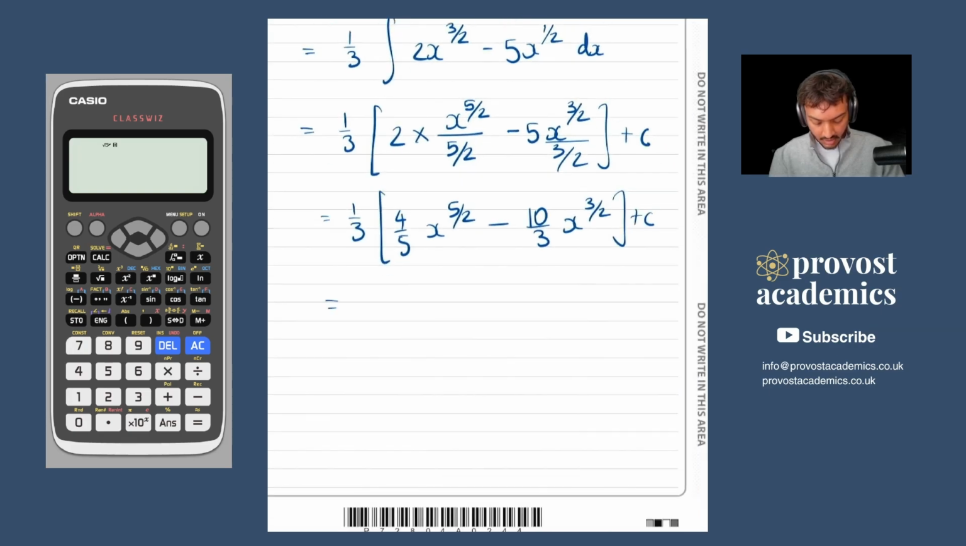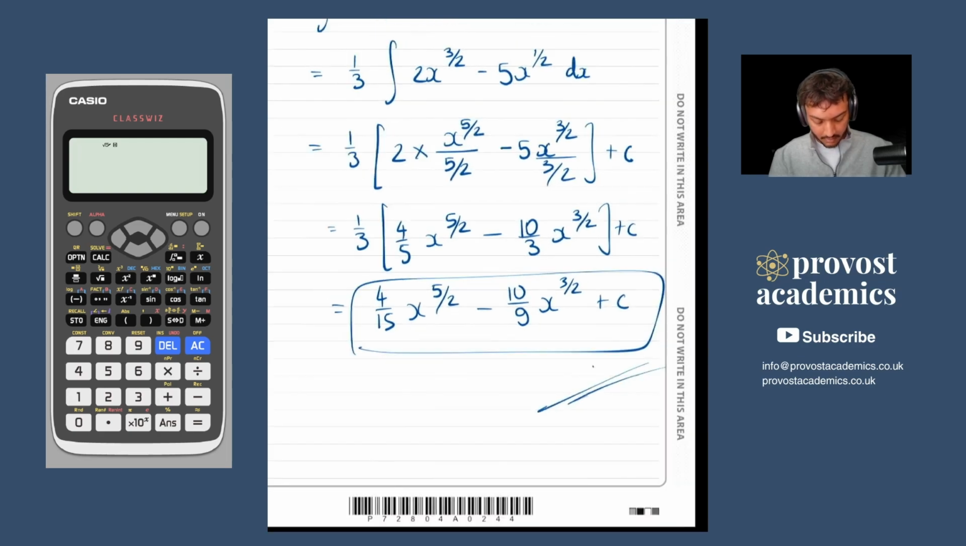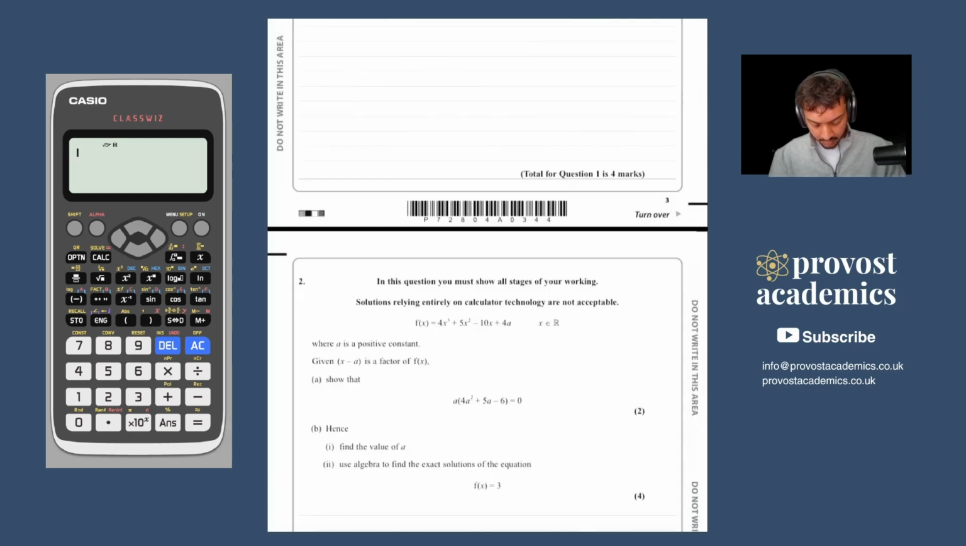And finally, I'll multiply everything by that third that I've got as a constant. So that's going to give me 4 over 15 x^(5/2) minus 10 over 9 x^(3/2) plus c. And that is my final answer. Nice. So let's move on. Next question.